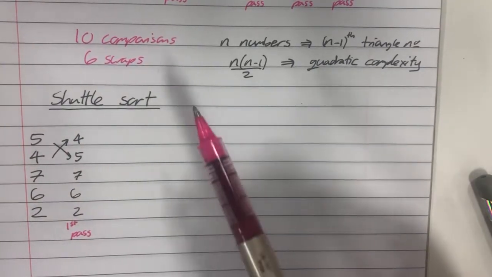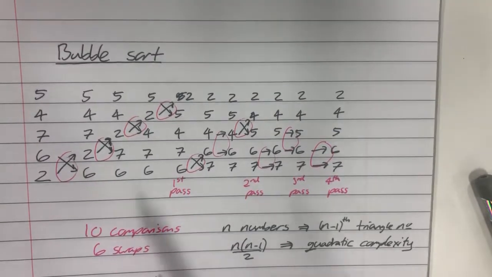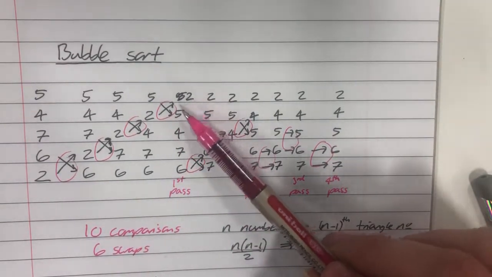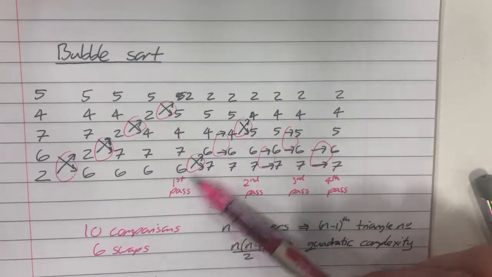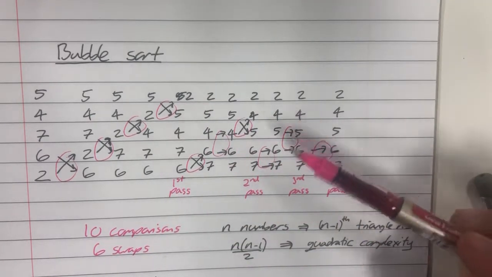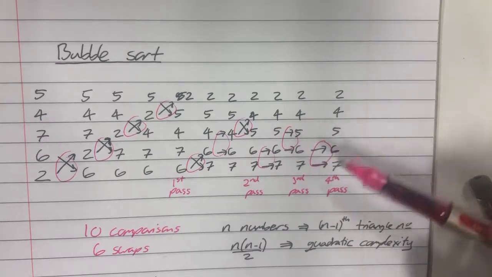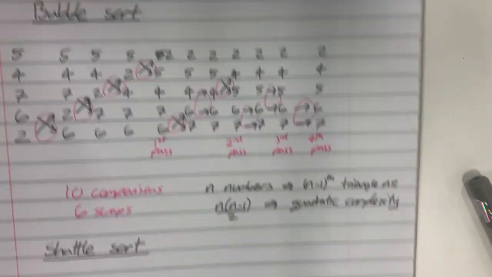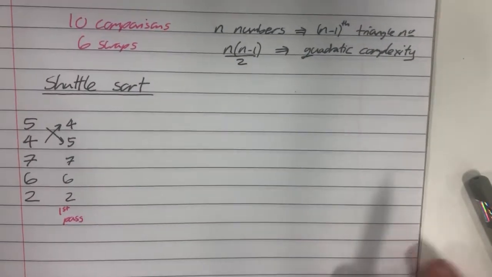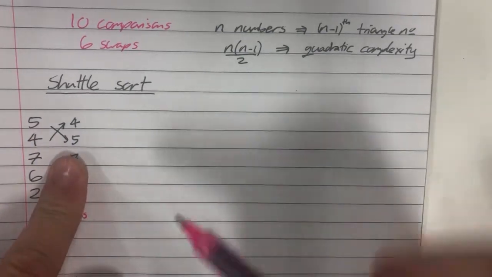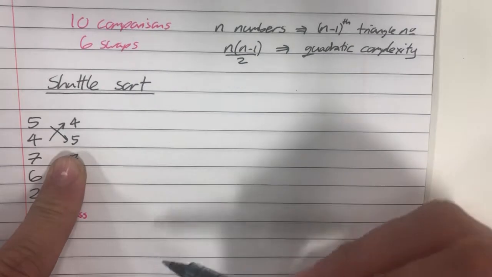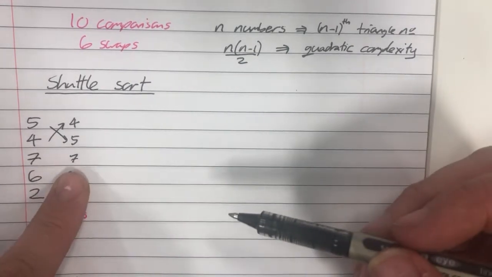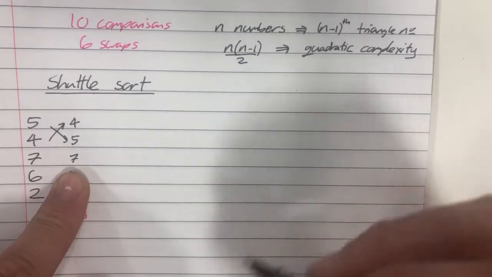When we did the bubble sort, each pass gave another number into the correct position. So after the first pass, the 2 was guaranteed to be in position. After the second pass, the 4 was guaranteed to be in position. After the third pass, the 5, and so on. In the Shuttle Sort, however, at the end of the first pass, we can guarantee that the first 2 numbers are sorted. At the end of the second pass, we can guarantee that the first 3 numbers are sorted, and so on.